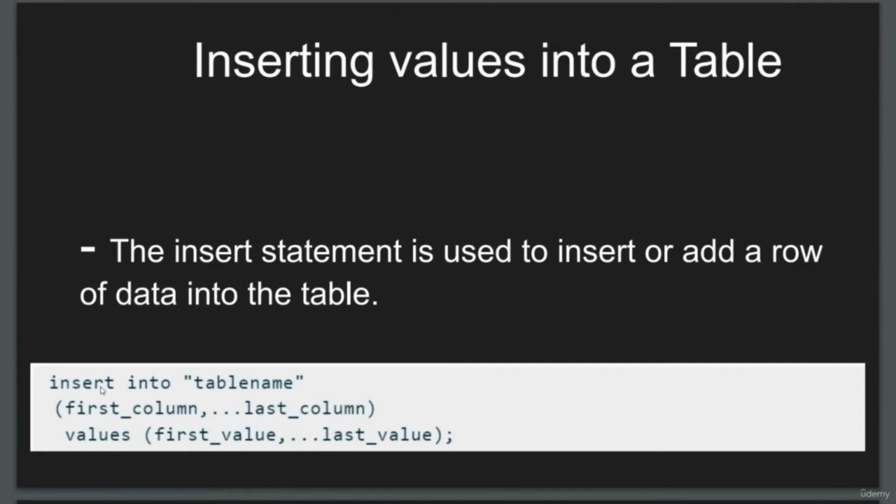As you can see here, at first we have to write insert into and after that the name of the table. Then we have to specify the columns where we want to add those new values. For example, here we have first column and last column. After that, we have to specify the values. For that, we have to write values, and within the brackets we have to specify the values that we want to give to the columns.